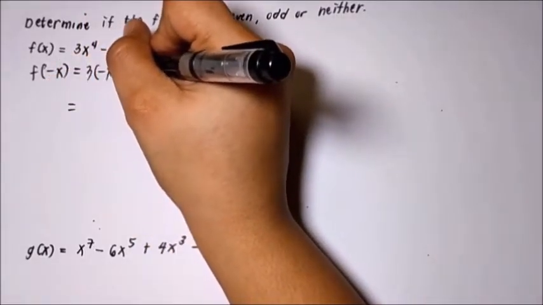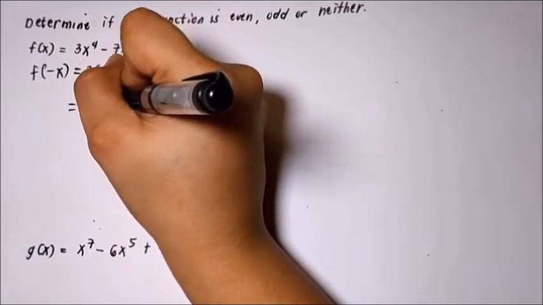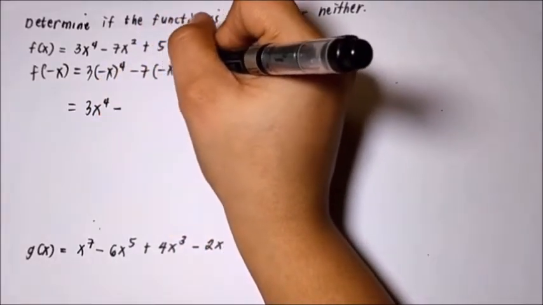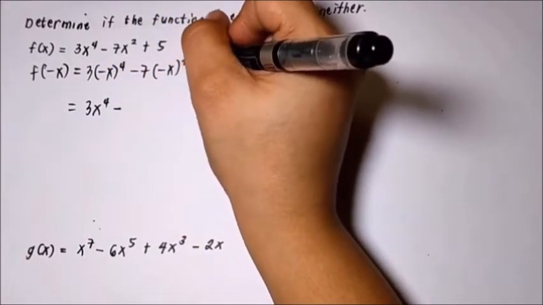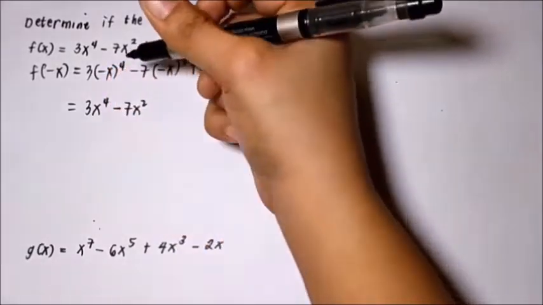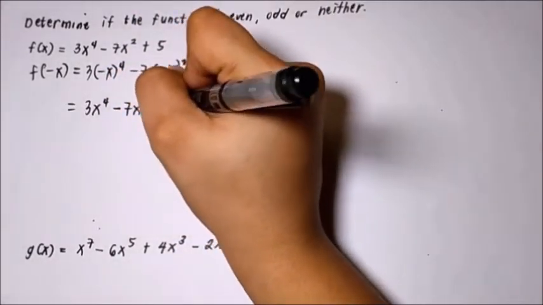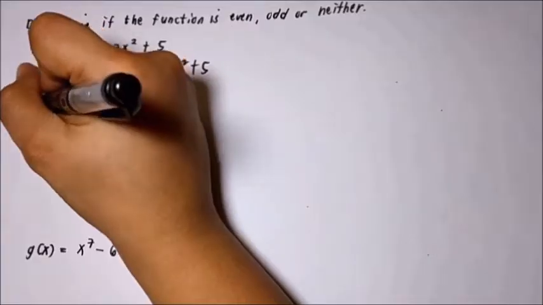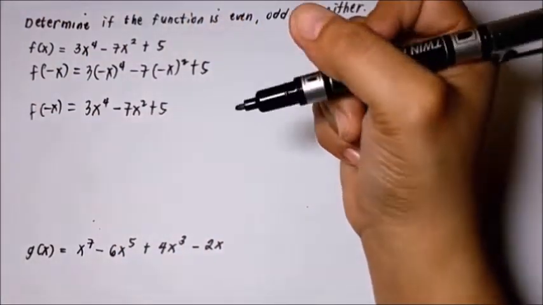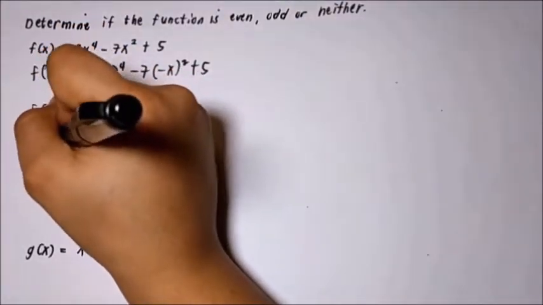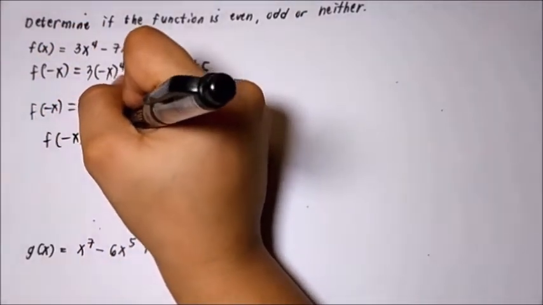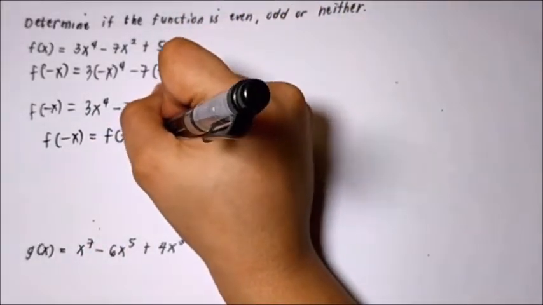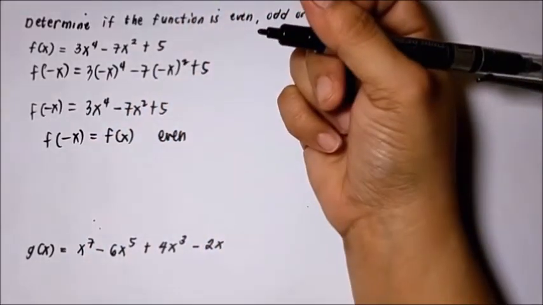Negative x raised to 4 is x raised to 4. So we have 3x raised to 4. Then negative 7. This is negative x quantity squared. So that would be positive x squared. So negative 7x squared plus 5. Now looking at the given, they are the same. And don't forget, this is f of x, f of negative x. So f of negative x now is equal to f of x. So if they are equal, then the given function is even.